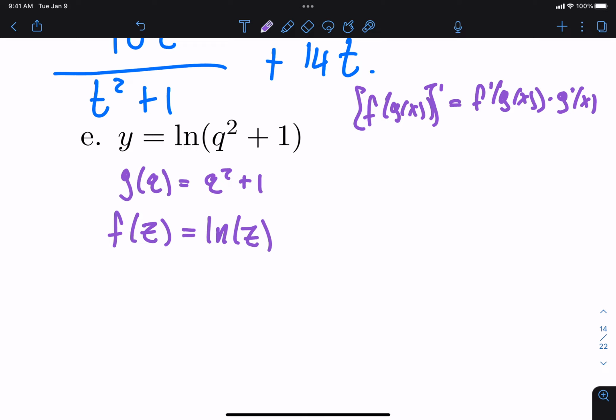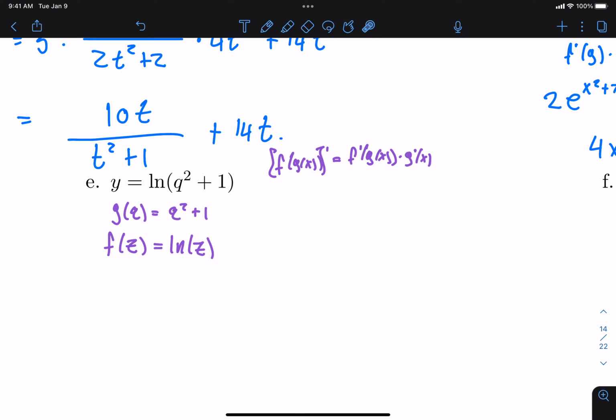To apply the formula, I need a couple of different things. I need f prime, I need g, and I need g prime. So far I do have g, but I'm still missing f prime and g prime, because I'm going to need those in order to apply the rule. So I'm going to find them preemptively so that I can then plug in. Next, I'm going to figure out g prime. If g is q squared plus 1, then g prime is going to be 2q by the power rule, and the 1 goes away.